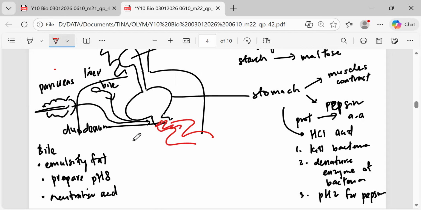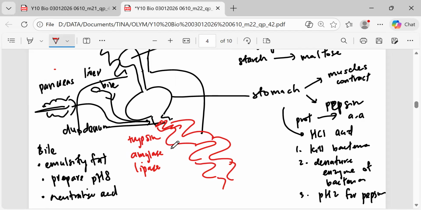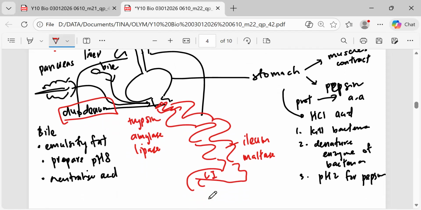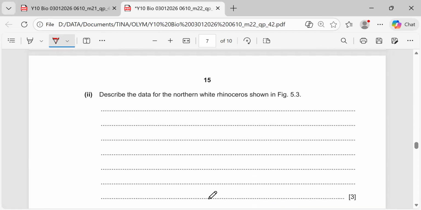You have trypsin, amylase, lipase. Trypsin is protein to amino acid. Amylase is starch to maltose. Lipase is fat to fatty acid and glycerol. Okay, next part, finally, ileum. It's actually duodenum, jejunum, but we only learn ileum. So for ileum, you only need to remember maltase, and also absorption, this is where the villi is. Finally, food that cannot be digested all goes to the large intestines, and then after that, the rectum. Can you remember that?